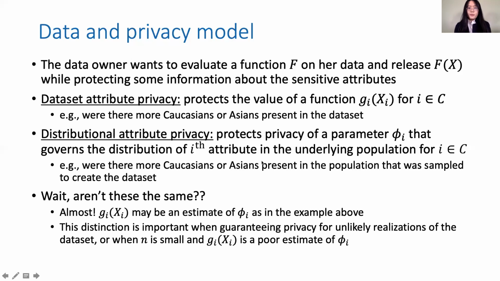And you may wonder, wait, aren't they the same? They're almost the same in the above case, since g_i of x_i is just an estimate of phi_i. But the distinction is important when guaranteeing privacy for unlikely realizations of the dataset, such as the max and the mean, or when n is small and g_i of x_i is a poor estimate.